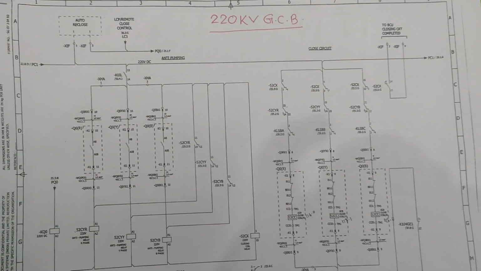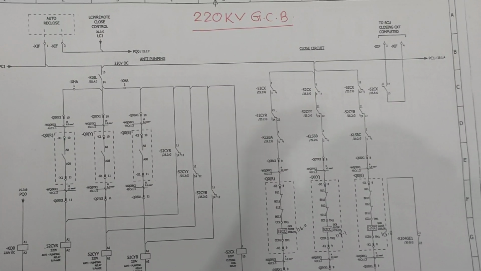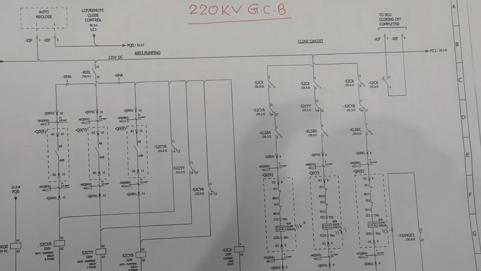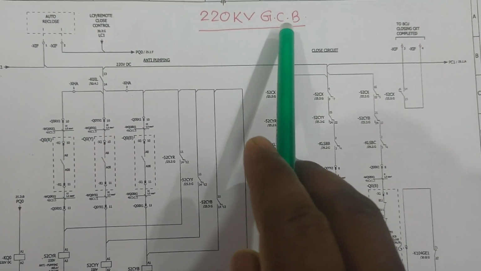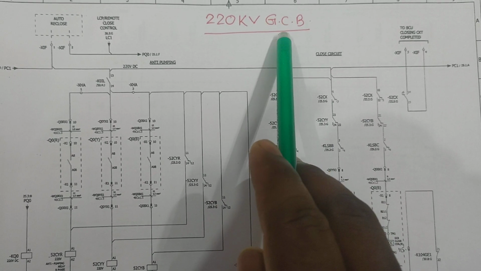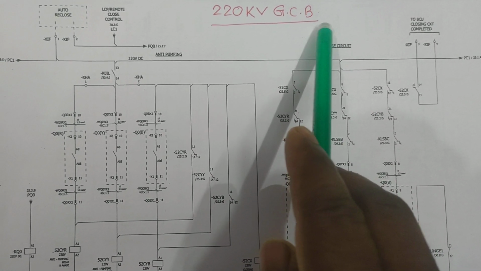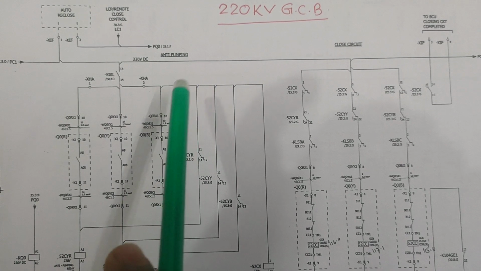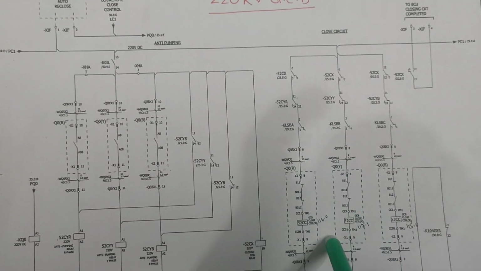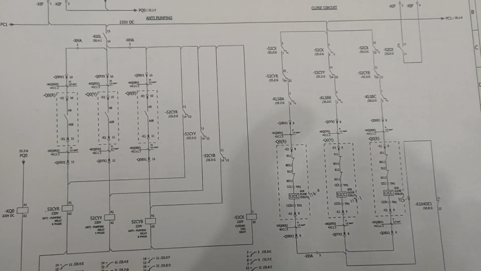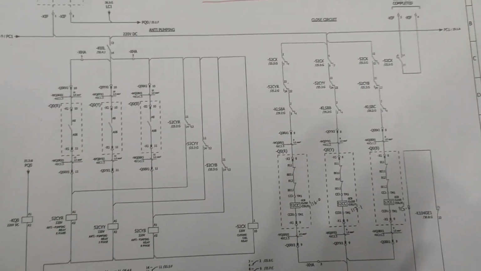Today the discussing topic is about 220 kV GCB. What is the full form of the GCB? GCB is gas circuit breaker. Here today we discussed about the anti-pumping relay circuit and closed circuit of this GCB type circuit breaker.